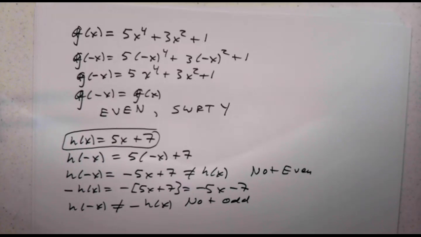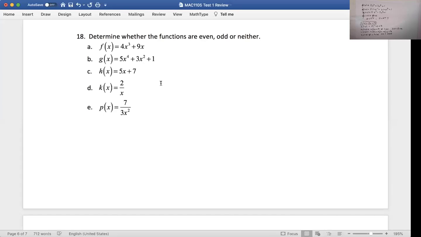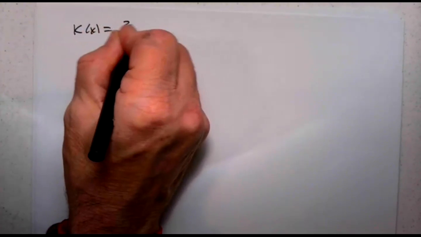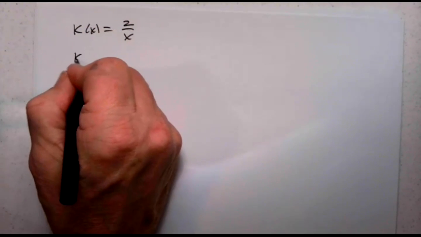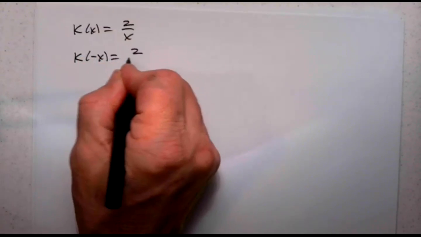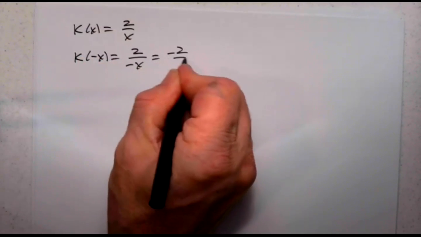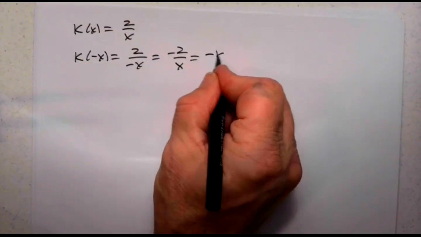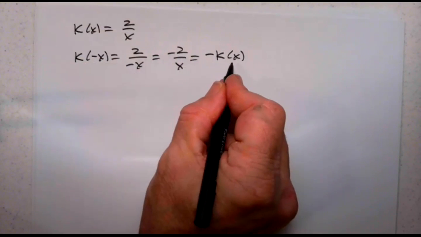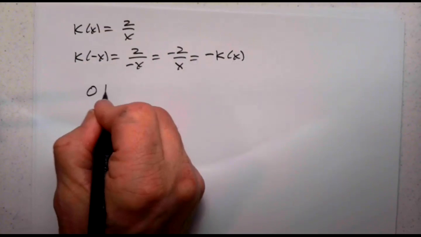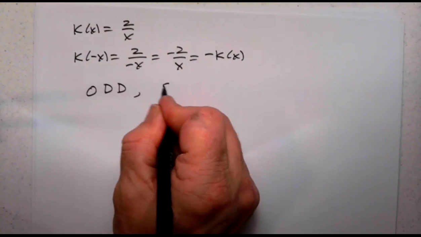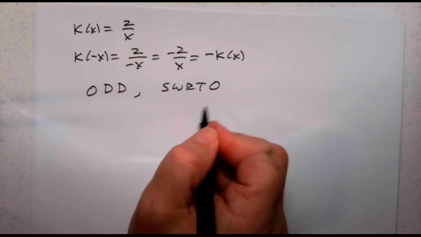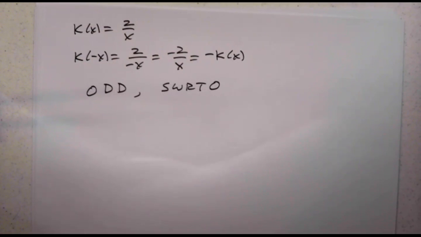Okay, what do we have next? We have k of x is 2 over x. Let's look at k of negative x. 2 over negative x, which is negative 2 over x, which is the negative of k of x. If k of negative x is negative k of x, this function should be odd, and the graph should be symmetric with respect to the origin. Again, do a double fold, that's what we should get.